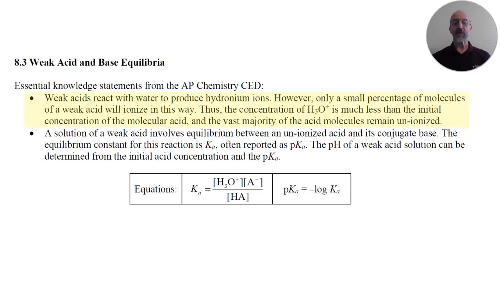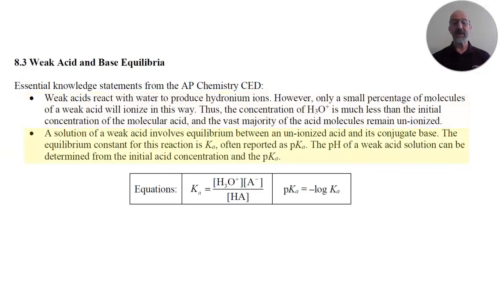Weak acids react with water to produce hydronium ions. However, only a small percentage of molecules of a weak acid will ionize in this way. Thus, the concentration of the hydronium ion is much less than the initial concentration of the molecular acid, and the vast majority of the acid molecules remain unionized.